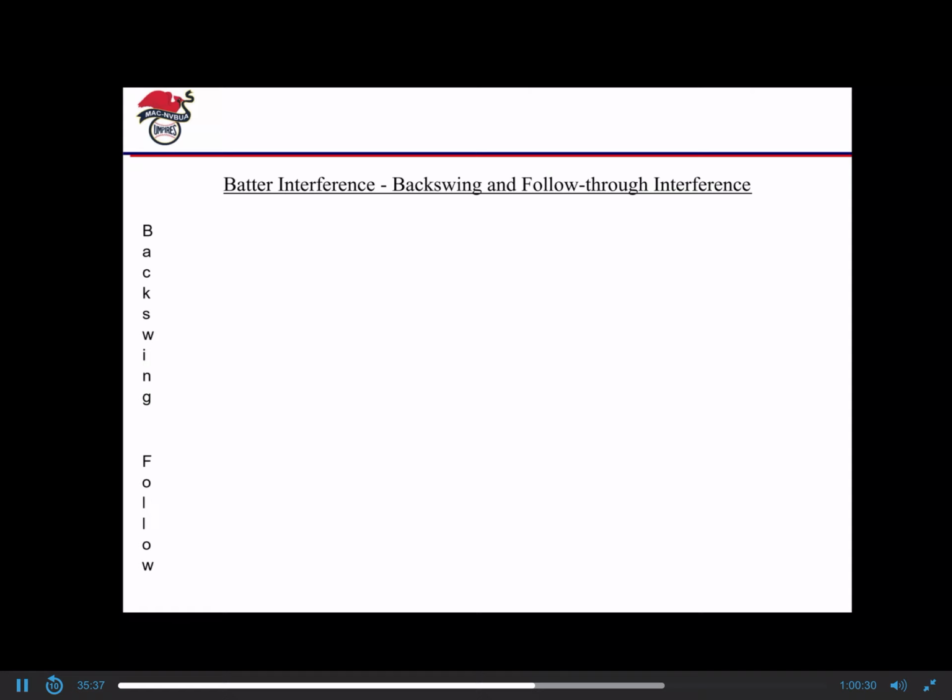There's another type of batter interference that's either through the backswing or the follow through. So let's go ahead and go through that. Actually, before I do that, let me stop and ask Tim and Norm if there are any comments or questions up to this point in time.